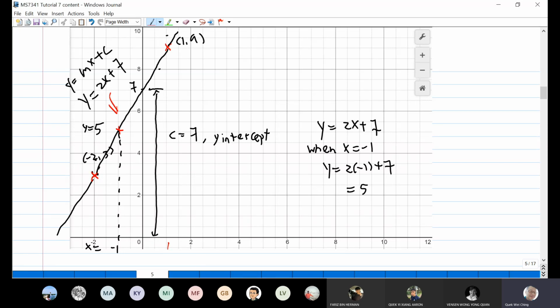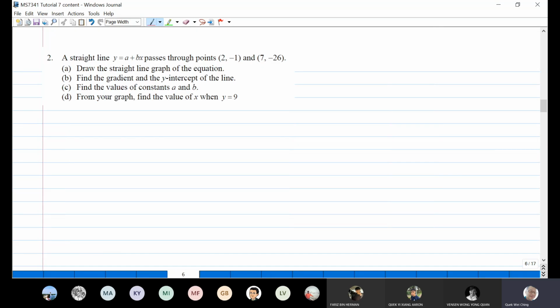So I'm done with question 1. Now look at question 2. I don't need to do question 2, I think. Just tell you, you can do it yourself. So y equals a plus bx, to the point 2 minus 1, 7 minus 36, right? This is actually similar to question 1. In question 1, you get y equal to mx plus c. Now we get y equal to a plus bx, which is actually bx plus a.